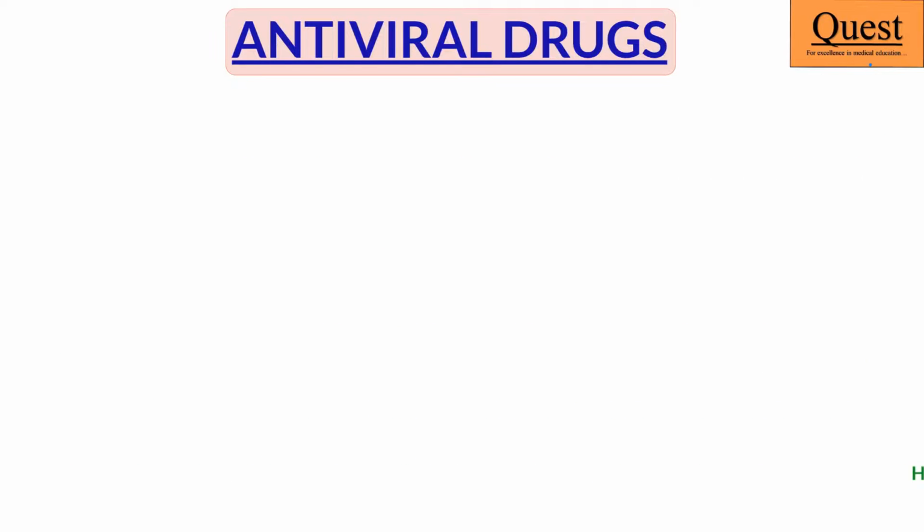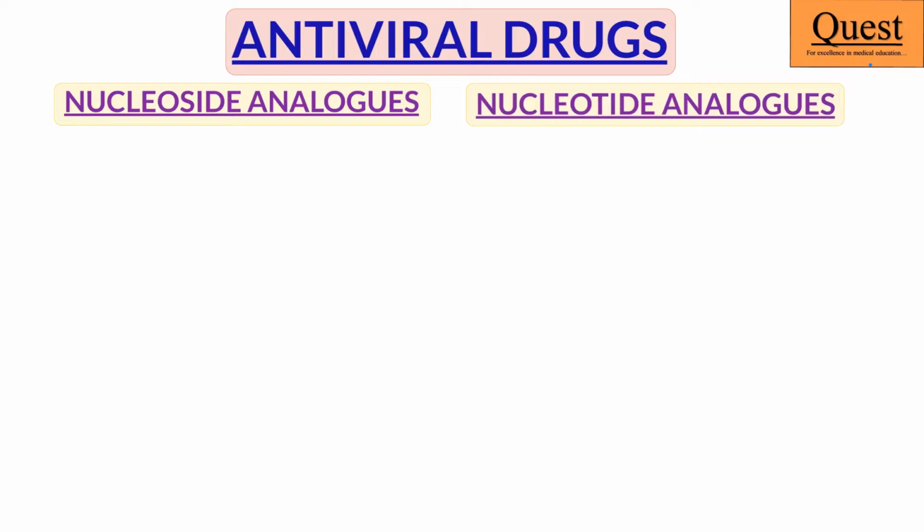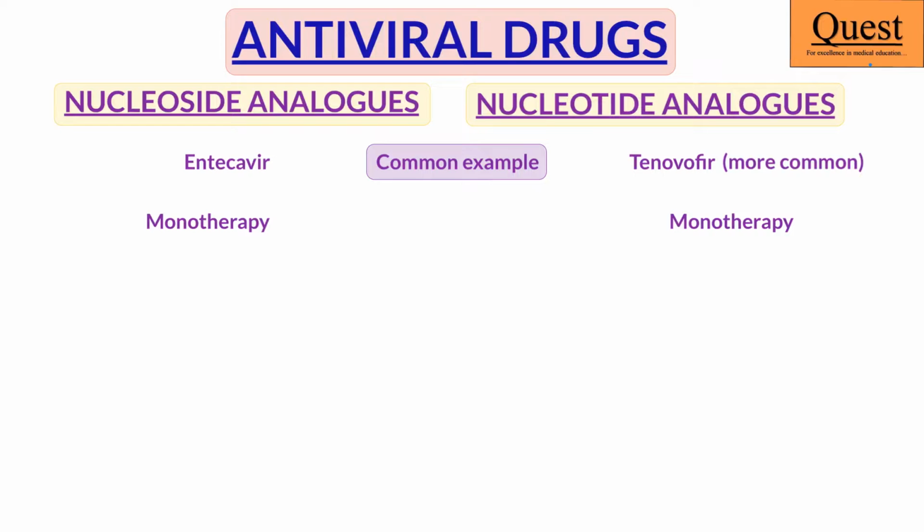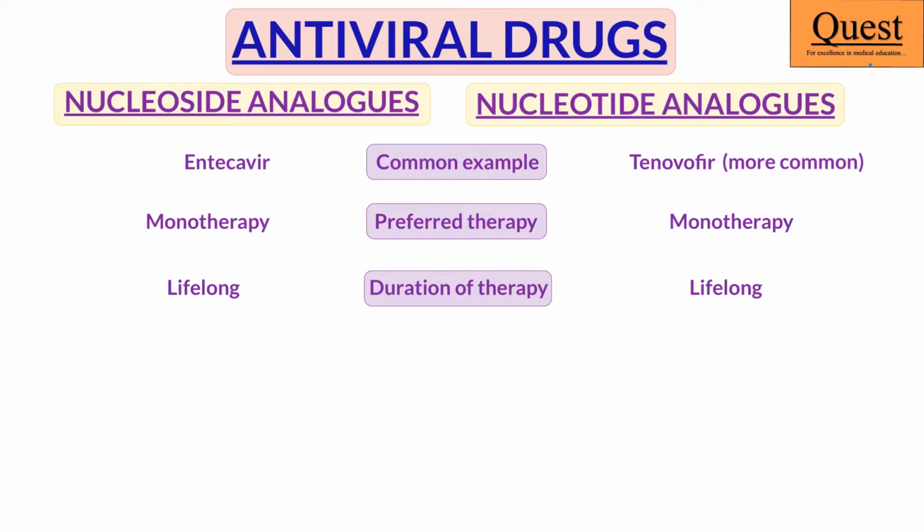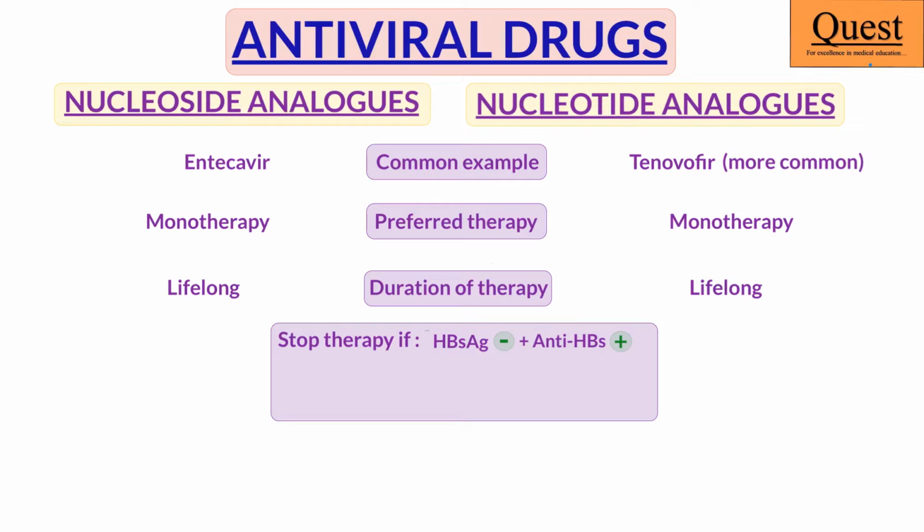The preferred drugs are the nucleoside analogs and the nucleotide analogs. The commonest example of nucleoside analog that is used is entecavir, and the nucleotide analog that is used commonly is tenofovir. Either one of these, usually tenofovir, is the monotherapy that is now the preferred therapy for chronic hepatitis B. Now, this therapy is to be given lifelong, unlike interferon, which had a fixed duration of therapy. We can consider stopping therapy if some of these patients develop HBs antigen negativity and preferably anti-HBs antibody positivity.